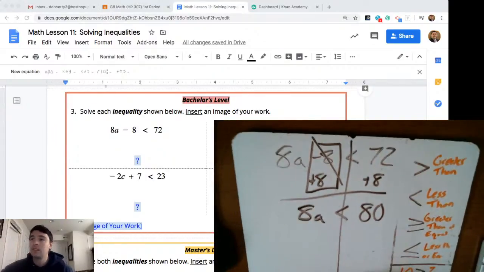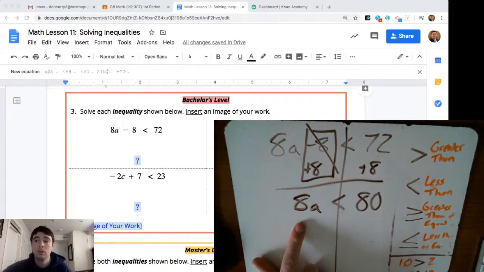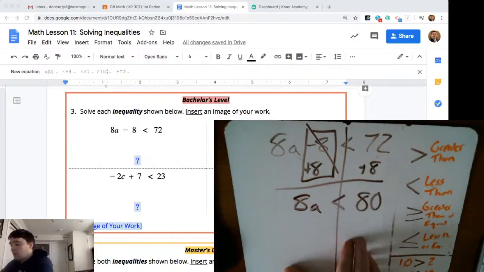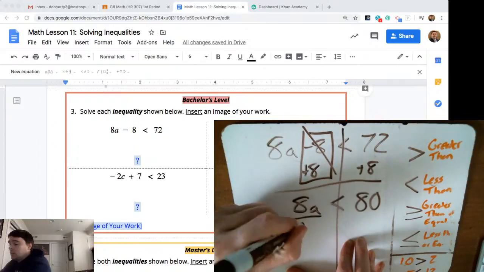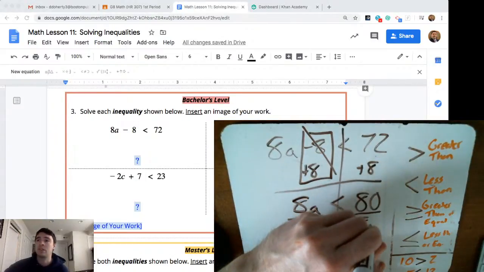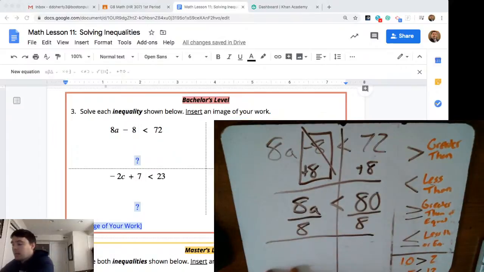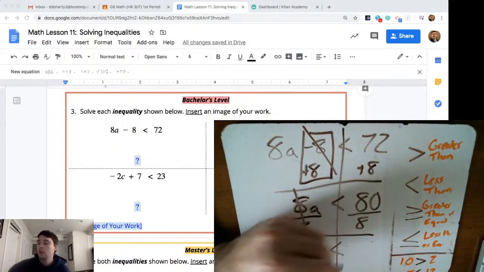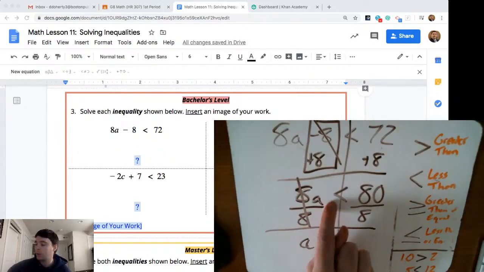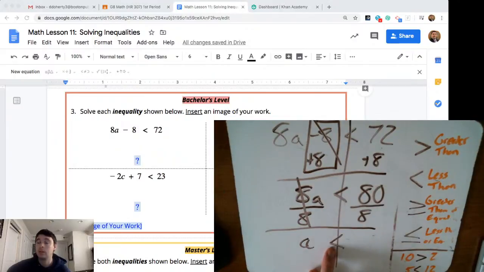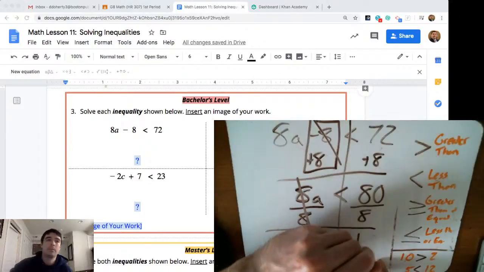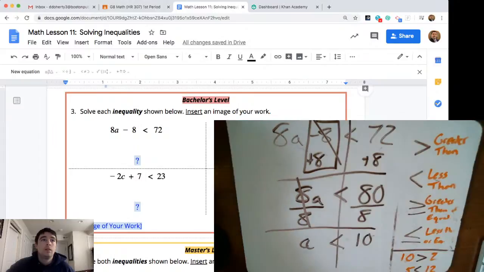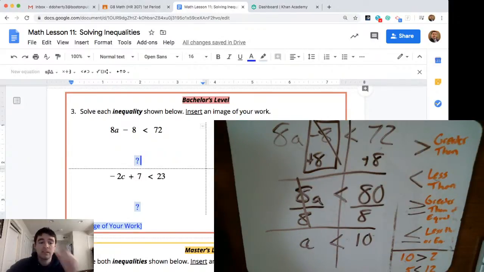Now it's closer to that one-step inequality we were just solving on number 2. If 8a is less than 80, I'm going to go ahead and divide both sides of this equation by 8, because that's how I'm going to cancel out the multiply by 8, or get rid of this coefficient, the 8. Dividing by 8 cancels out the multiply by 8. That leaves us just with a on the left side of this inequality. We divided by a positive number, so the inequality won't flip. It still remains a less than symbol down here. And 80 divided by 8 gives us 10. So that's how we get to a is less than 10.